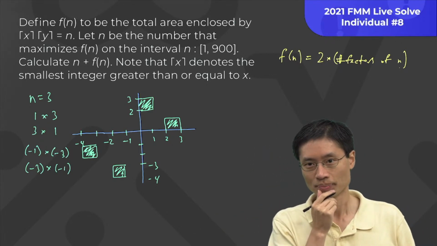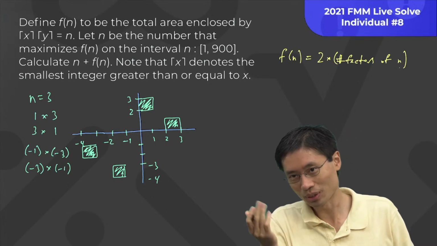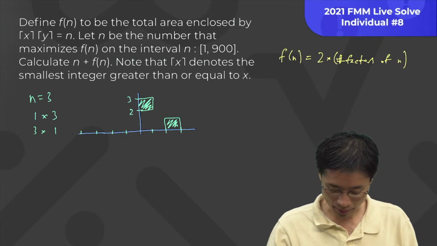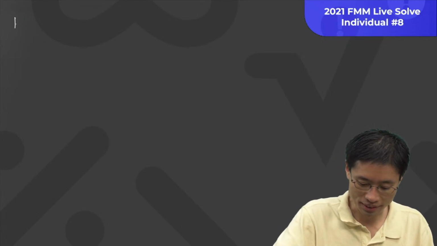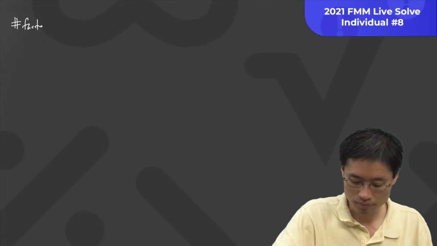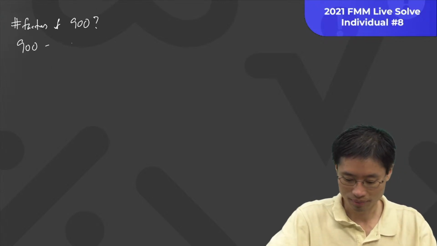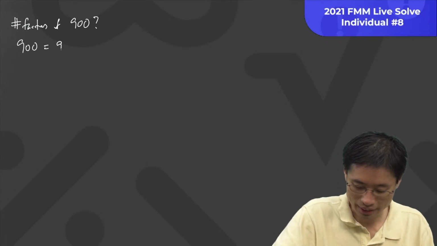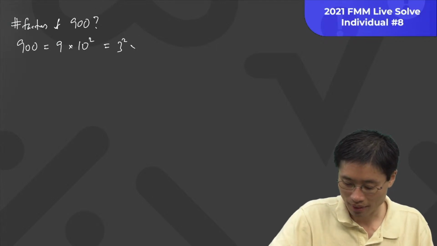Well, how do you do that? If you want to have a lot of factors, I mean, if you chose the number 900, it's probably not 900, but let's play around with this. So now let's see the number of factors of 900. Well, what is 900? 900 is equal to 9 times 100, which is 10 squared. And 9 is 3 squared. 10 is 2 times 5.